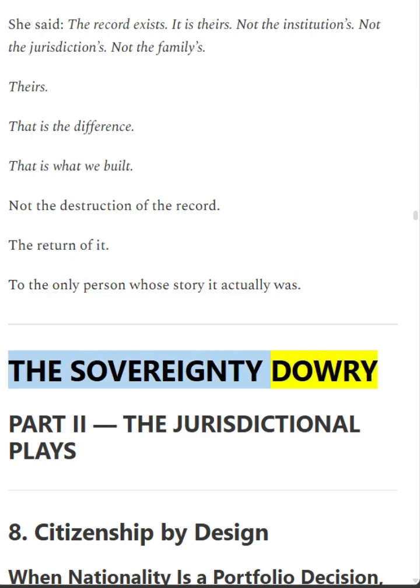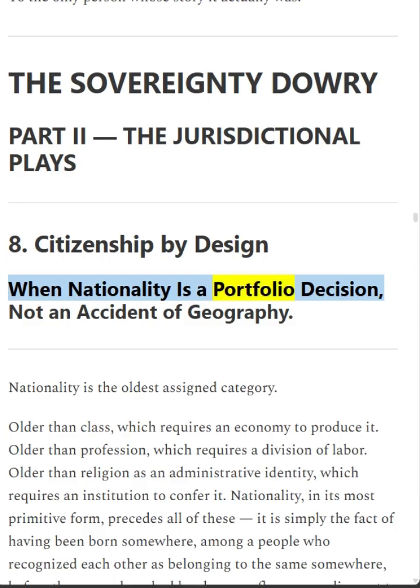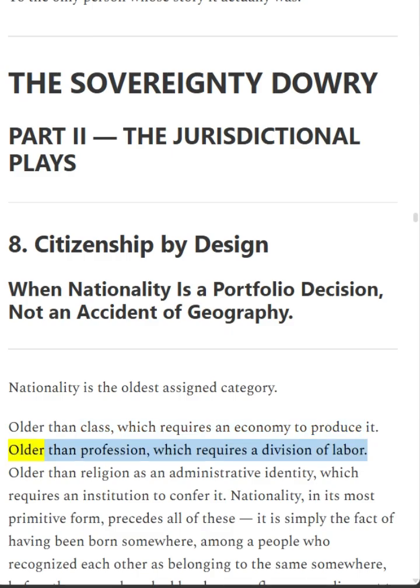The Sovereignty Dowry. Part 2, the jurisdictional plays. 8. Citizenship by design. When nationality is a portfolio decision, not an accident of geography. Nationality is the oldest assigned category. Older than class, which requires an economy to produce it. Older than profession, which requires a division of labor.